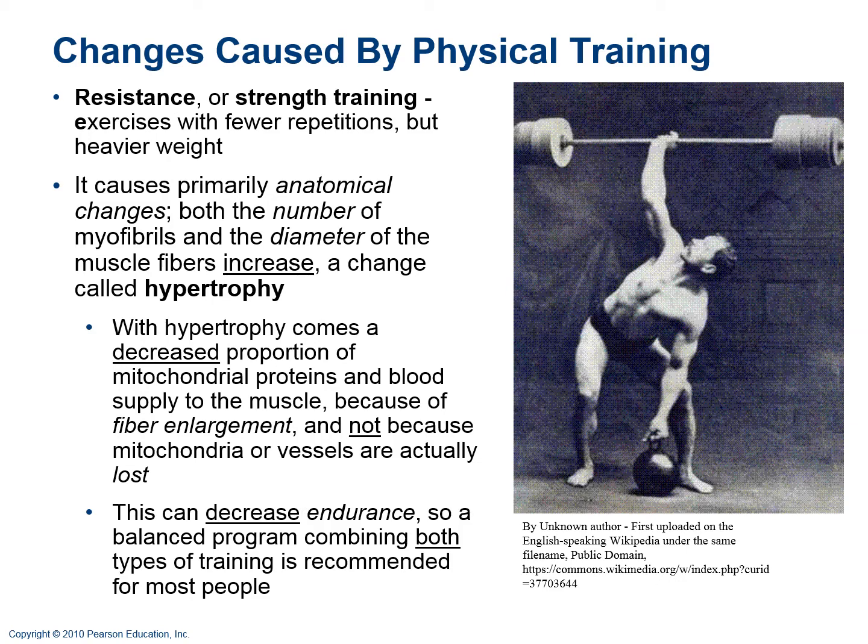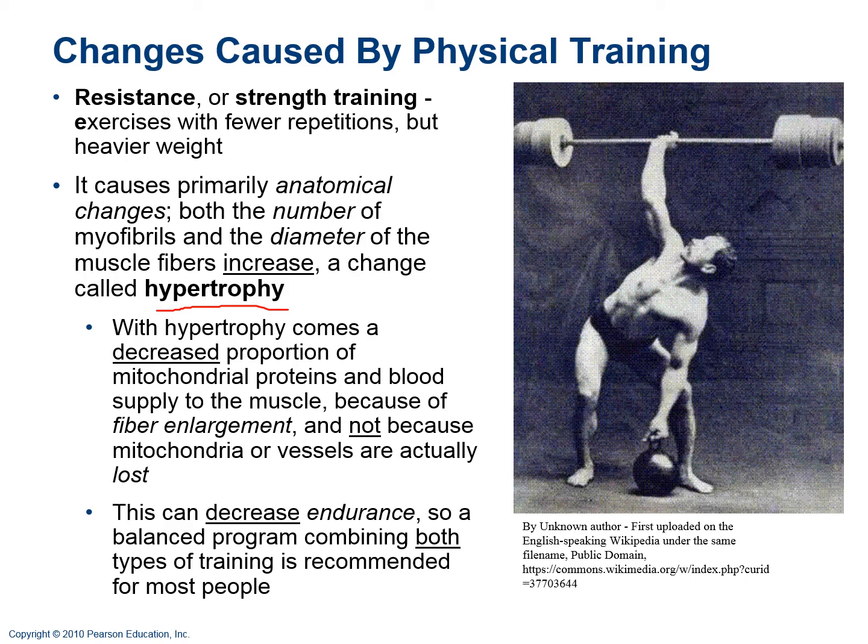Resistance training or strength training includes those exercises that have fewer repetitions but heavier weights. This type of exercise causes primarily anatomical changes. We're going to see an increase in the number of myofibrils inside of the myocytes, and as a result, the diameter of the myocytes increases. This is called hypertrophy. So when someone goes to the gym and they start working out, and you gradually see that their muscles start growing, getting bigger, and poking out, that's hypertrophy.